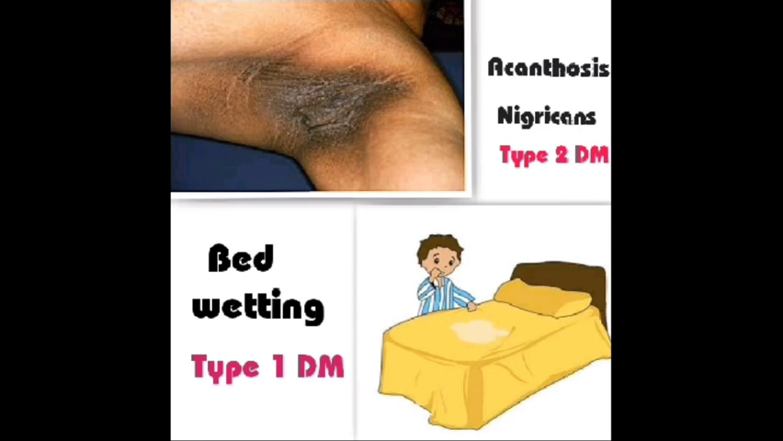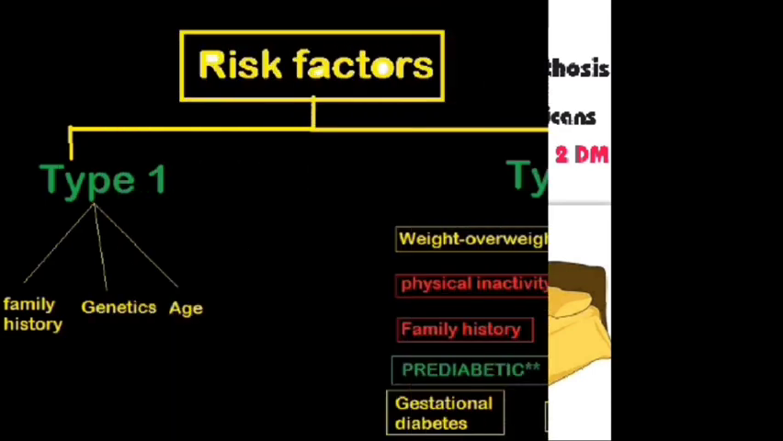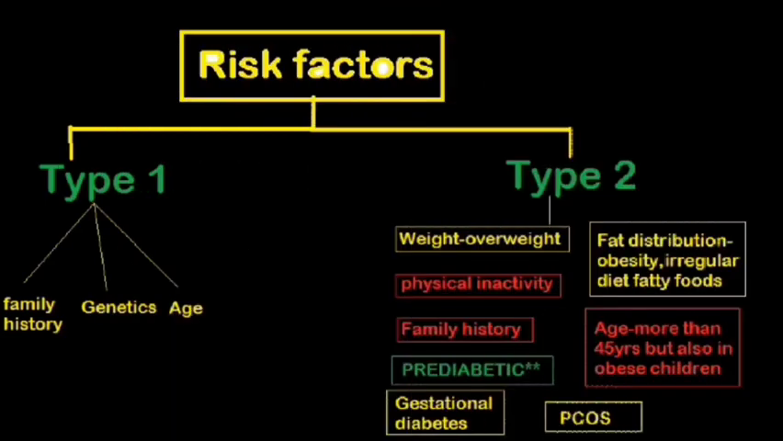Now let's see risk factors leading to diabetes. Type 1 risk factors could be family history, genetics or age related. Besides this, in type 2 risk factors are weight, that could be due to overweight. Physical inactivity. Physical activity helps you to control weight, uses glucose as energy and makes your cells more sensitive to insulin.